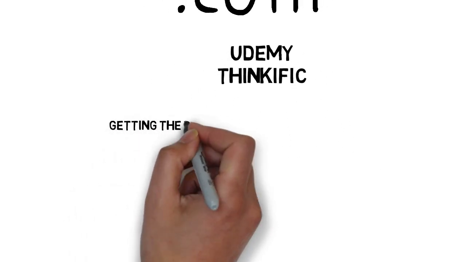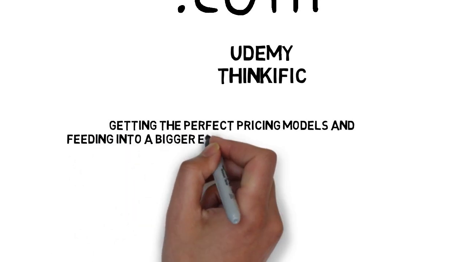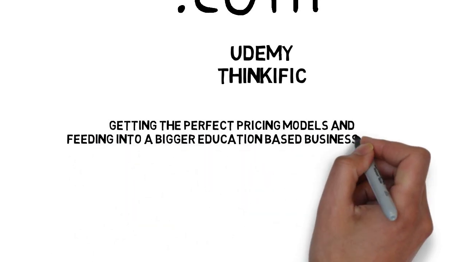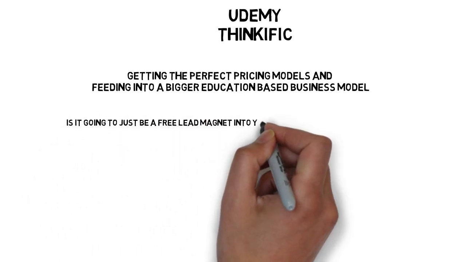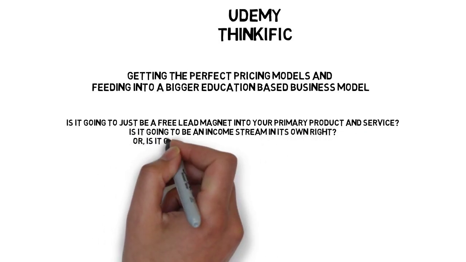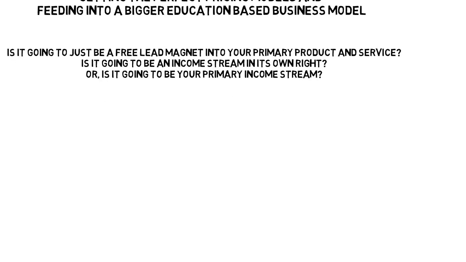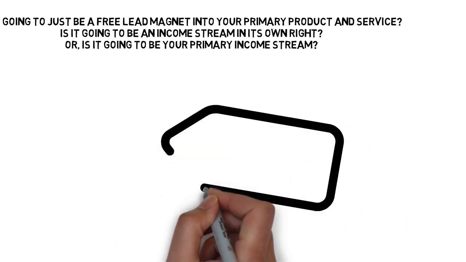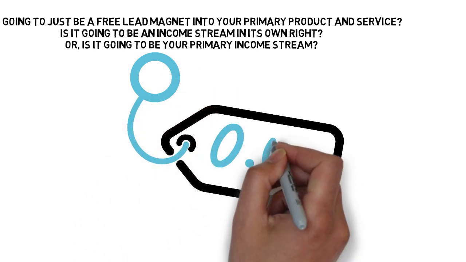My recommendation is getting the perfect pricing model. Make sure you have strategized how and where your online course will fit into the overall business model. Is some of it going to be free? Is it going to be an income stream in its own right, or is it going to be your primary income stream or part of other training? Each of these will mean that your course needs to be designed slightly differently, providing a different volume of value, having different marketing methodologies, and put your followers and students into different types of funnels.